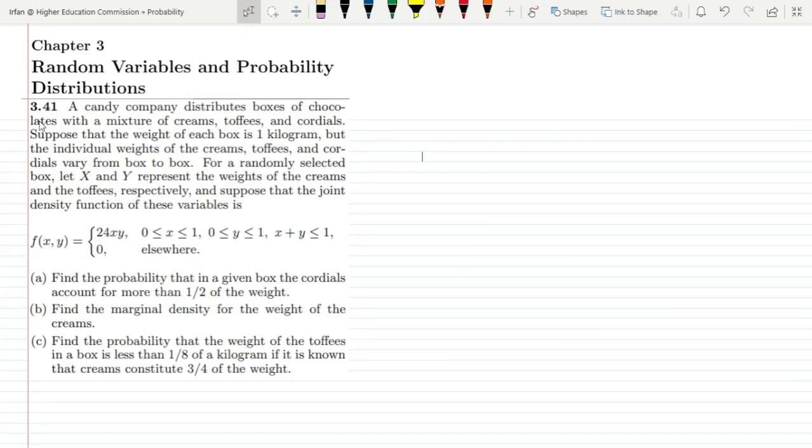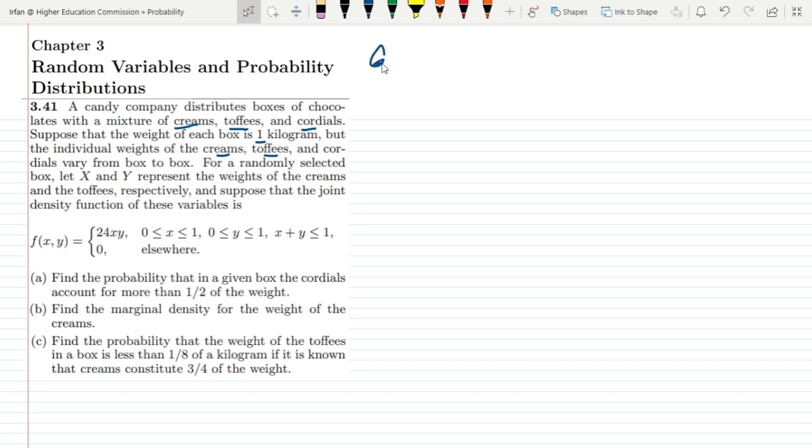So this is question 3.41 and the statement of it is: a candy company distributes boxes of chocolate with a mixture of creams, toffees and cordials. Suppose that the weight of each box is 1 kilogram but the individual weights of the creams, toffees and cordials vary from box to box. For a randomly selected box, let X and Y represent the weights of the creams and toffees respectively.